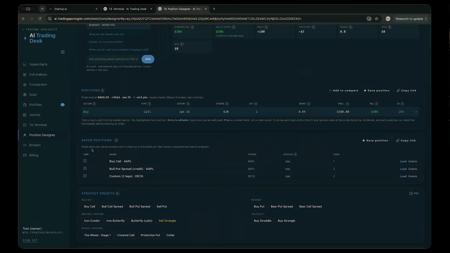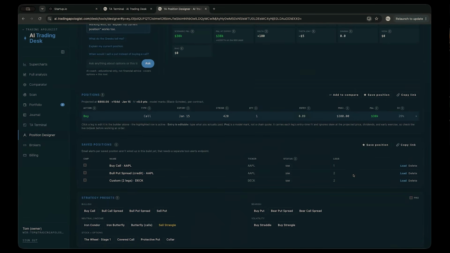So below this position, we have our saved positions, and you can load these, you can save these, you can bring in your existing positions. So these are saved simulated positions. There's a way you can save it as a regular position or something that's an active position. And during market hours, it'll actually track your profit and loss on those if it is a real position that you want to follow.